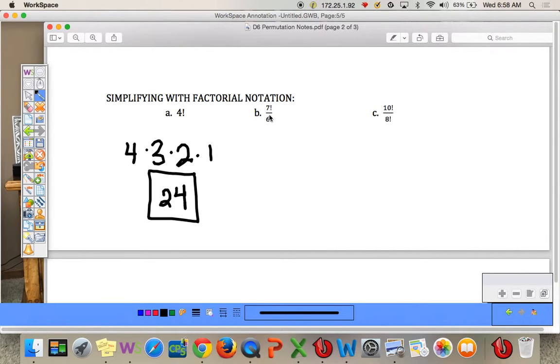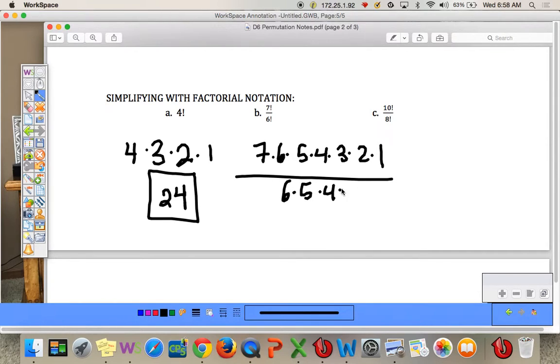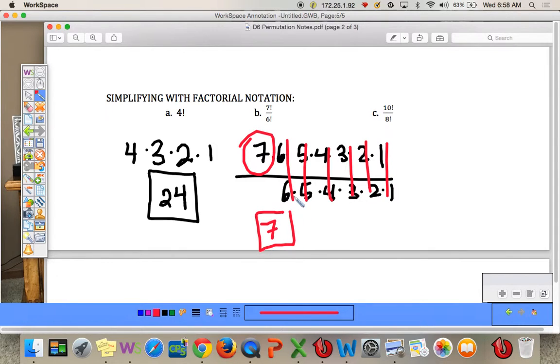Now, in our calculator, we can do 7 factorial divided by 6 factorial, but think about what this means. It means 7 times 6 times 5 times 4 times 3 times 2 times 1 over 6 times 5 times 4 times 3 times 2 times 1. A bunch of things cancel, and we're just going to get 7. So this is 7. You could type it in your calculator, but it'll be faster to do it this way.